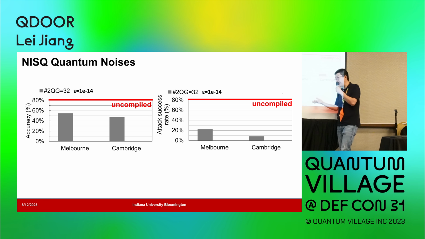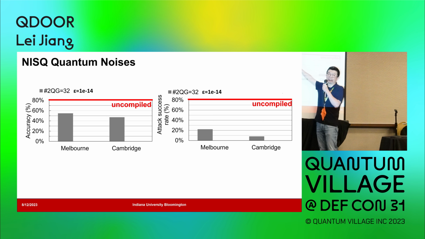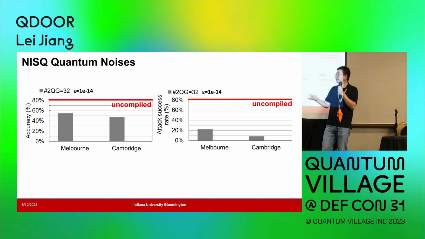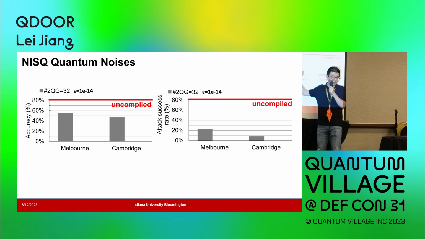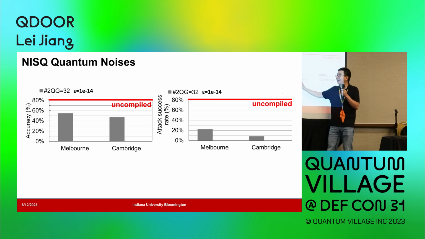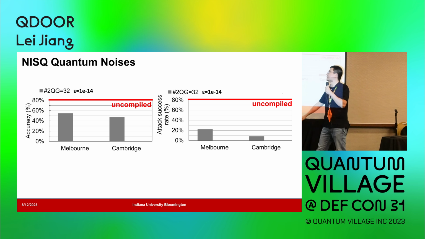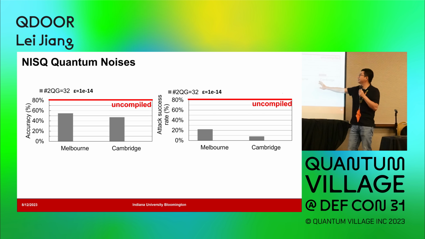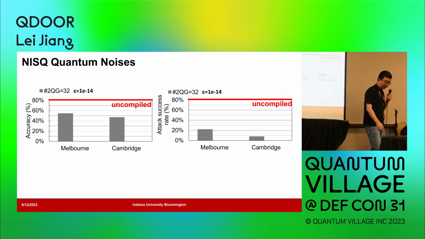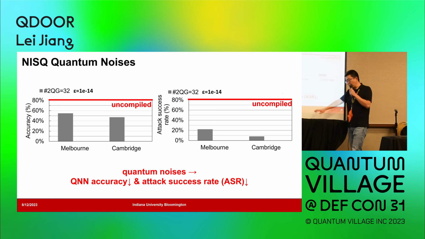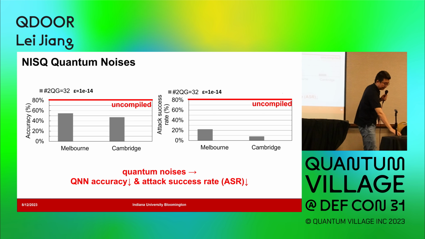For the uncompiled design, both the accuracy and the ASR are good, around 80%. However, if I do a synthesis and then run the synthesized circuit on NISQ computers, actually two NISQ computers, the M computer and the C computer, the accuracy significantly decreases, and the ASR also significantly decreases. Why? Because of the noise. Here I use a very small epsilon, meaning that it's an exactly synthesized circuit.